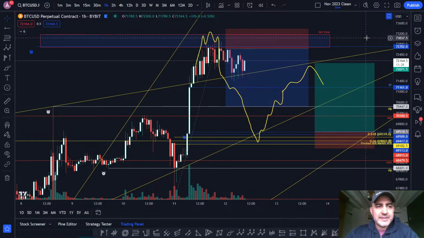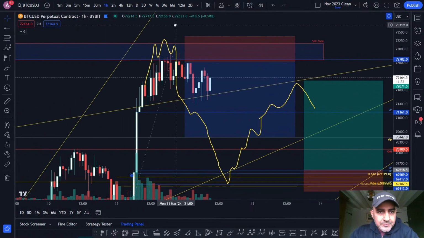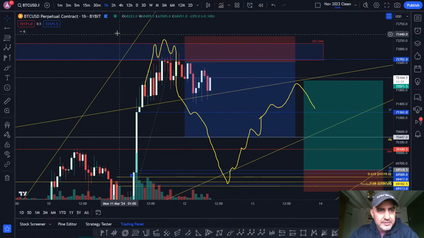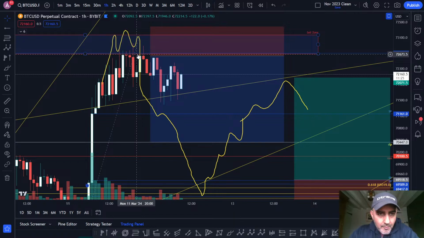What's interesting about this sell zone that I created is that the price could not close into the sell zone. Look, 1 hour chart, no closes in the sell zone. See that? Couldn't even get to the top line that I had.